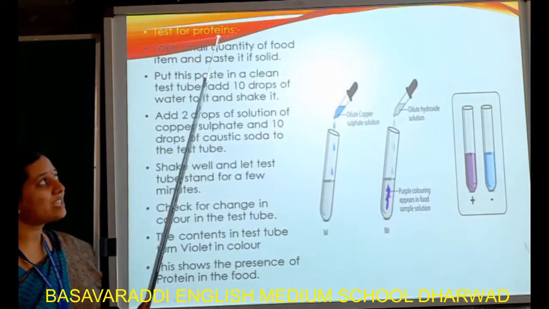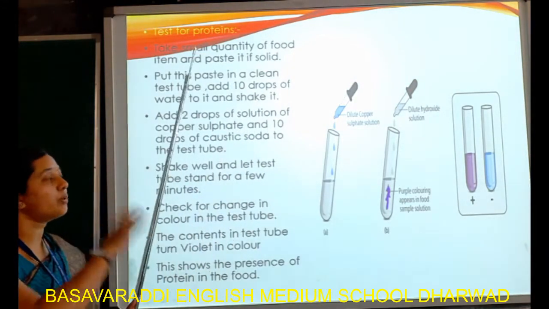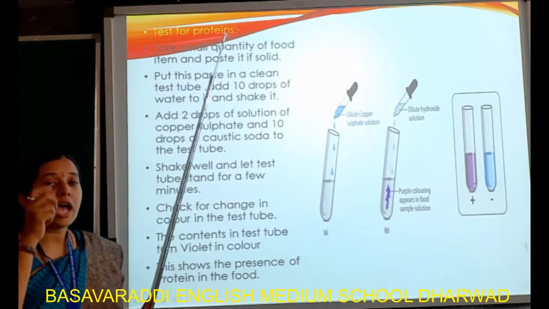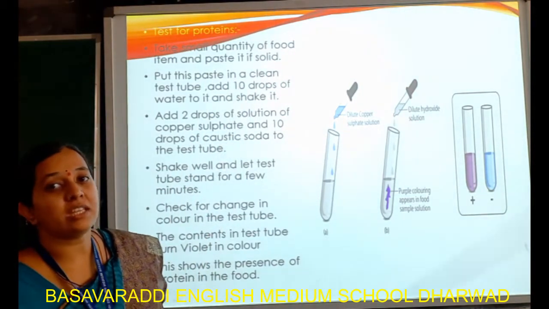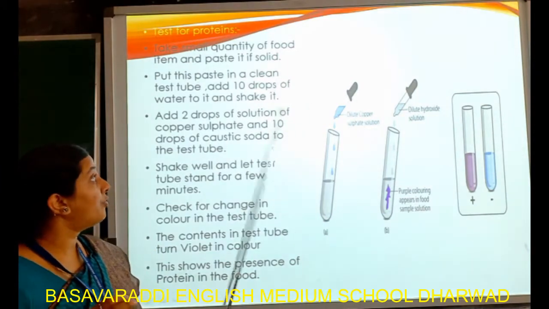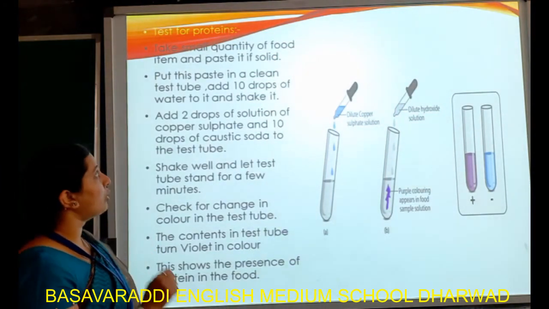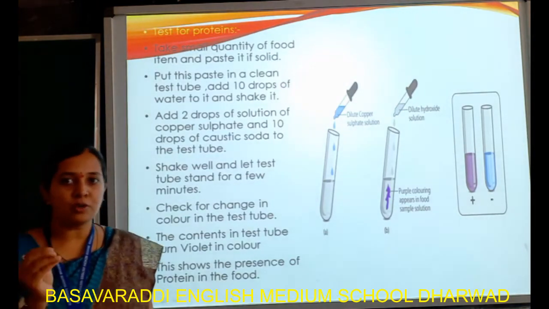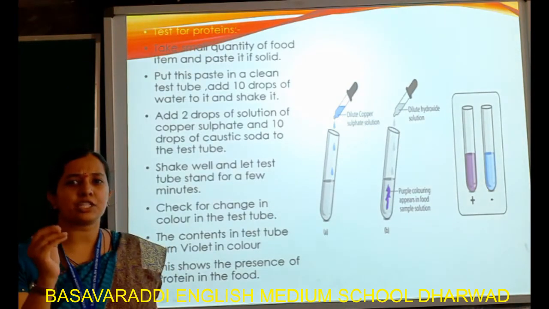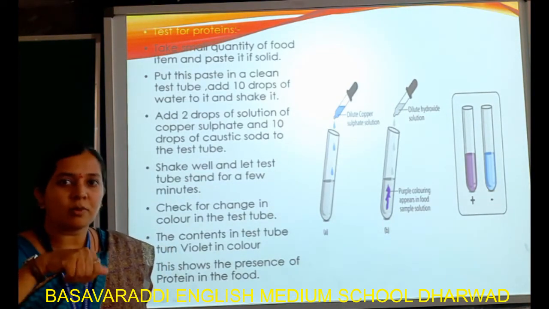In the same way as we performed a test for carbohydrates, we are going to perform a test for protein, to check whether the food that we eat has protein in it or not. For this, we take a small quantity of the food, and if it is solid, we smash it.